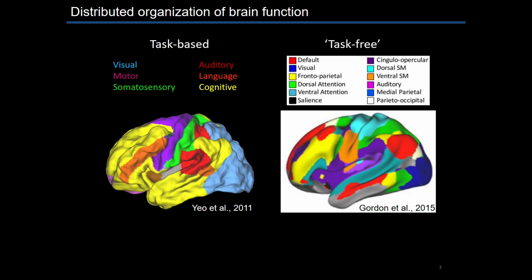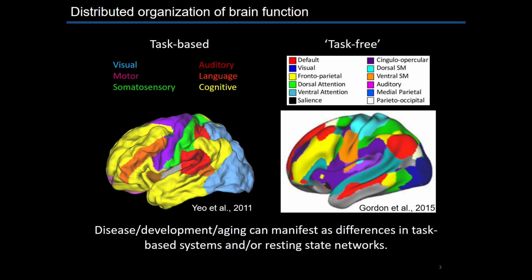You can ask about brain function in terms of task-free approaches, used right now, like resting state functional connectivity, while someone is sitting there trying not to move and staying awake, or while someone is asleep, especially little kids who are very challenging to get awake and engaged data from in an MRI scanner. Over the last 20 years or so, there's been a lot of work in these resting state data sets in terms of functional networks. The important thing to keep in mind is that disease, development, and aging all manifest as differences in these task-based systems or in these resting state networks.